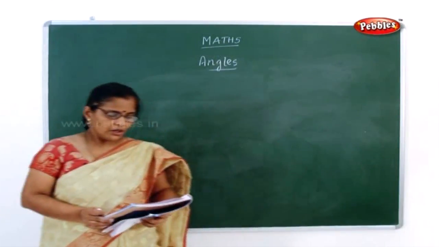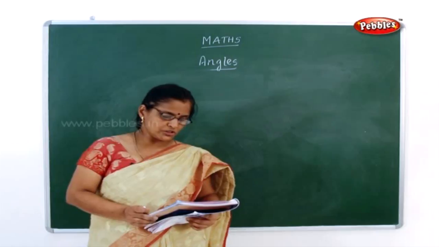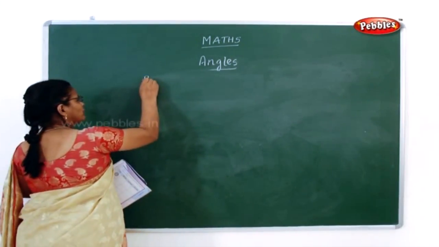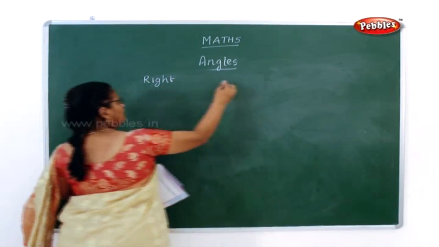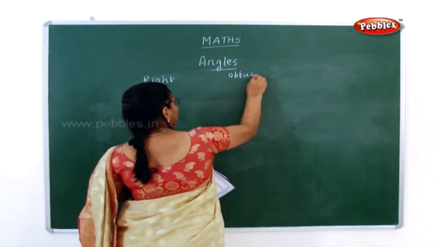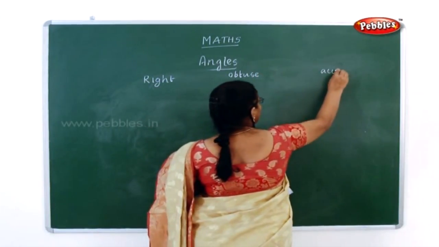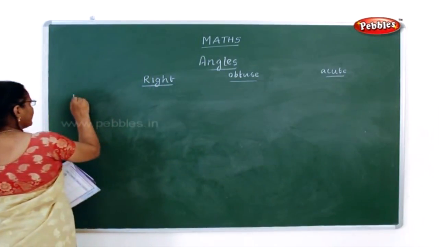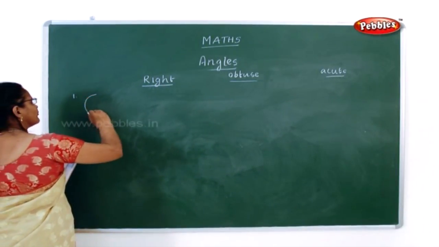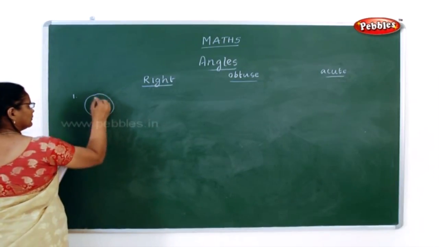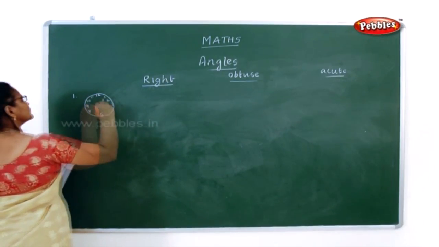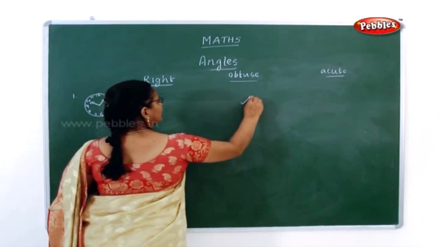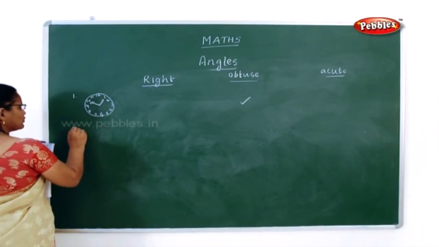So in the next one, look at the angles in the picture and put a tick mark in the corresponding column. You have to put a tick mark whether it is a right angle, obtuse angle or acute angle. See, the first figure, they have drawn the hands of a clock. So what is this angle? This is an obtuse angle. The first one is an obtuse angle.